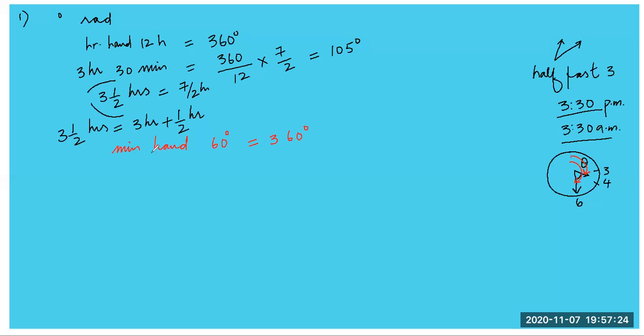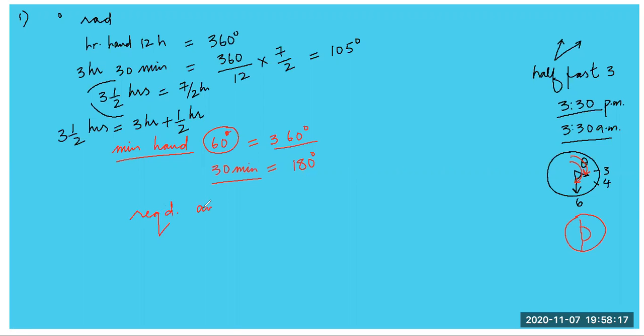The minute hand in 60 minutes traces 360 degree. So in 30 minutes, how much will be the angle traced by the minute hand? We'll multiply 360 by 60 by 30. But you see, 60 minutes, 360 degree. So half, 30 minutes, how much degree? 180 degree. And you can see here also, when the minute hand goes from 12 to 6, the angle is a straight angle, 180, right?